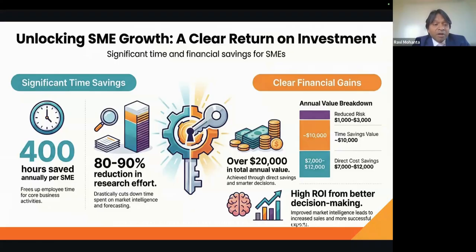But the financial values go far beyond time saved. TWTH helps SMEs avoid costly mistakes. The platform delivers around $7,000 to $12,000 a year in direct cost savings, plus thousands of dollars per year in time saving from automated intelligence and risk-related savings. Better data leads to better decisions and more exports, likely boosting sales.